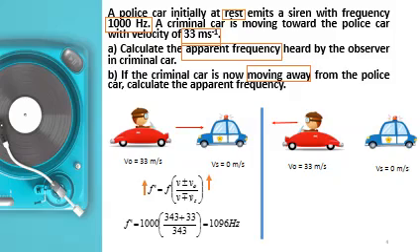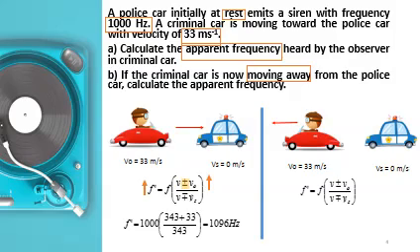Substitute the information that you have, which is 1000 for frequency, in a bracket 343 plus 33 divided by 343, and you will get 1096 Hz. So 1096 Hz is larger than 1000 Hz.